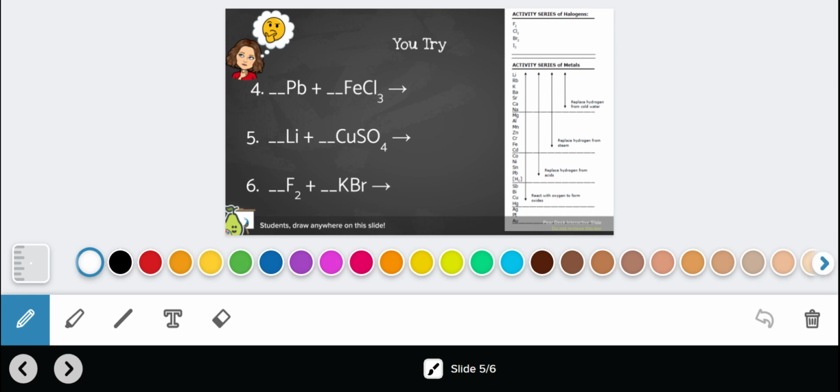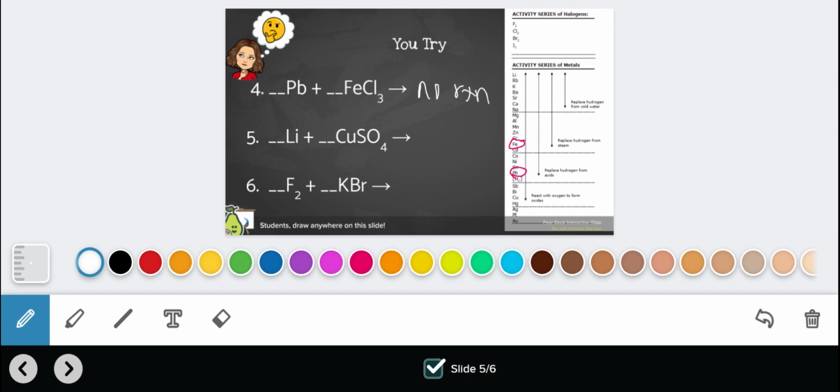All right, so for number 4, we want to find lead and iron on our chart. So we find iron is here and lead is here. And again, the single element lead has to be higher than the one in the compound. Since lead is not higher, this reaction will not occur. So we would write no reaction.